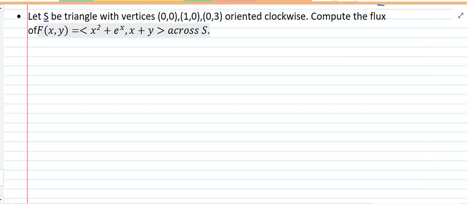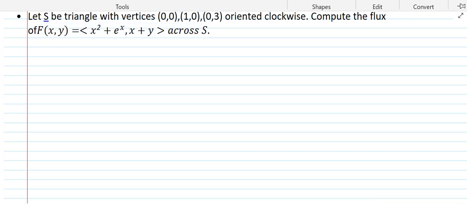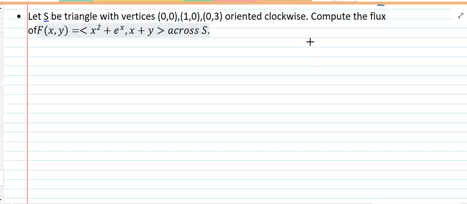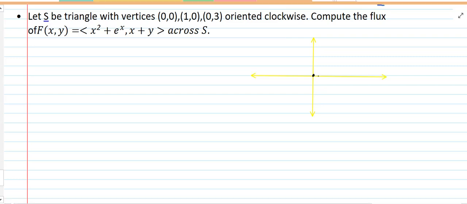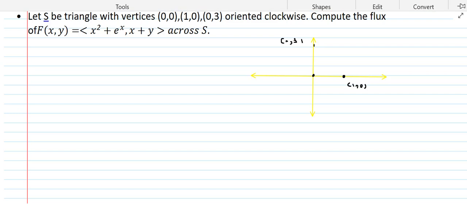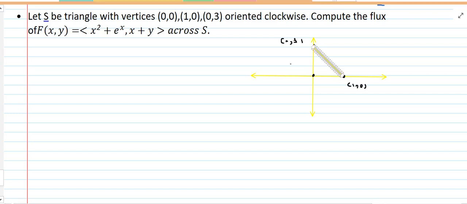So in this question, let's first sketch this triangle. Here we have the x and y axes. If I consider (0,0) here, and (1,0) is here, and (0,3) is here, we have this triangle.